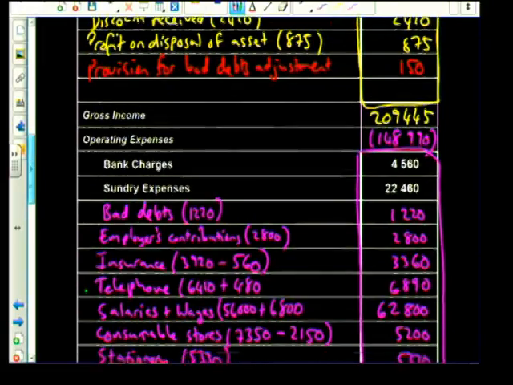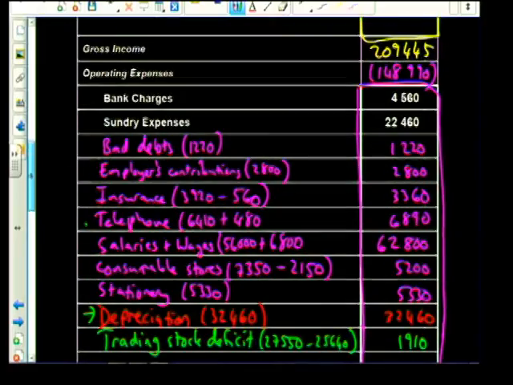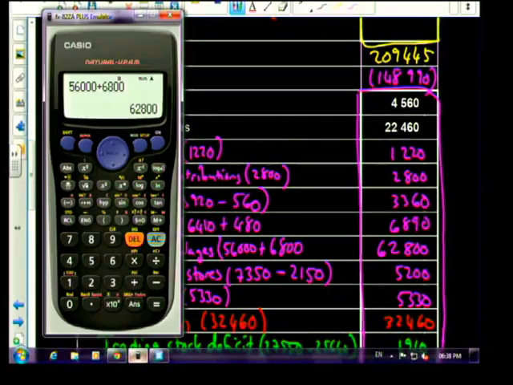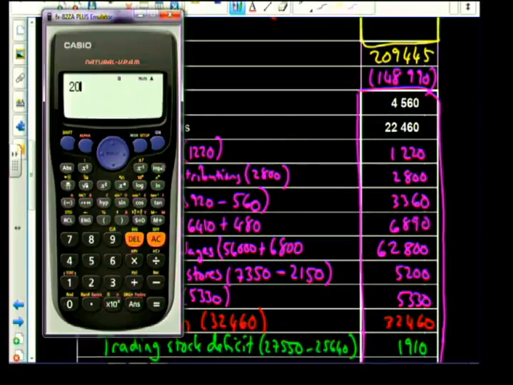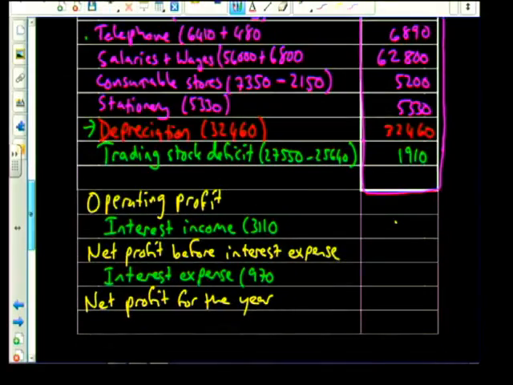And then just to finish off, how do we calculate our operating profit? To get that, we have to take this gross income minus my operating expenses. So let's do that quickly. Gross income of 209,445 minus operating expenses of 148,990, and that comes to 60,455. So that means our operating profit is 60,455.